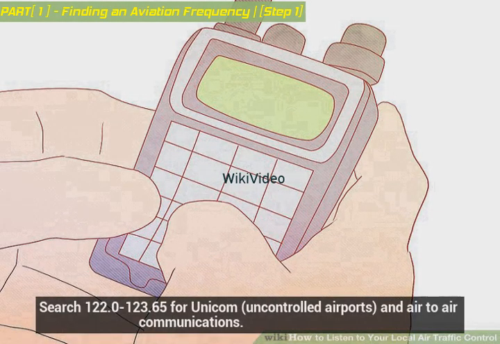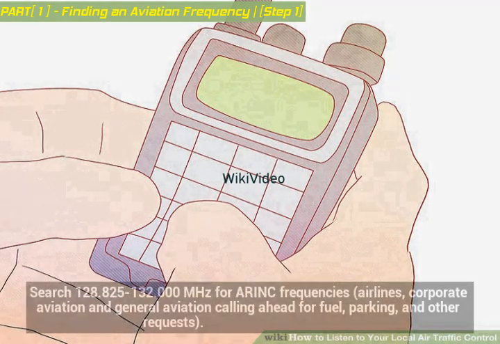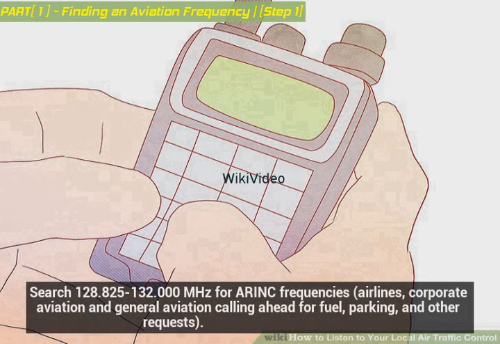Search 122.0 to 123.65 for Unicom, uncontrolled airports and air-to-air communications. Search 128.825 to 132.000 MHz for ARINC frequencies: airlines, corporate aviation and general aviation calling ahead for fuel, parking, and other requests.